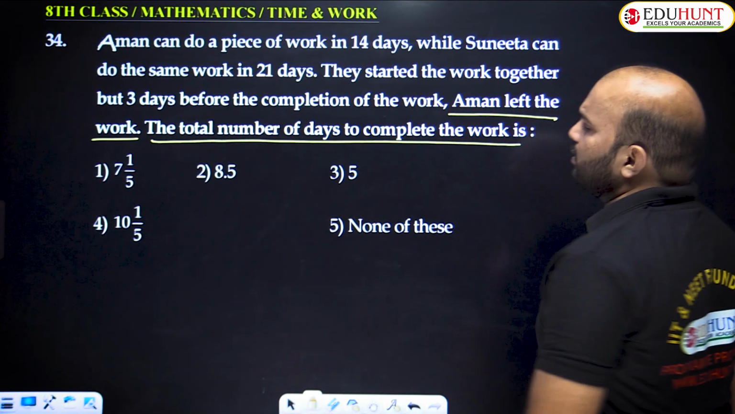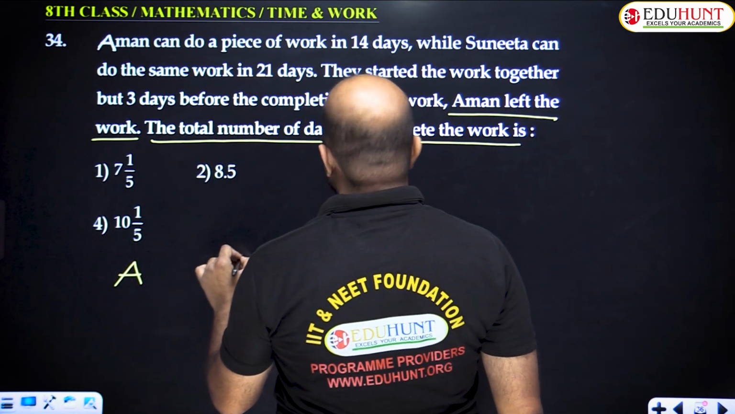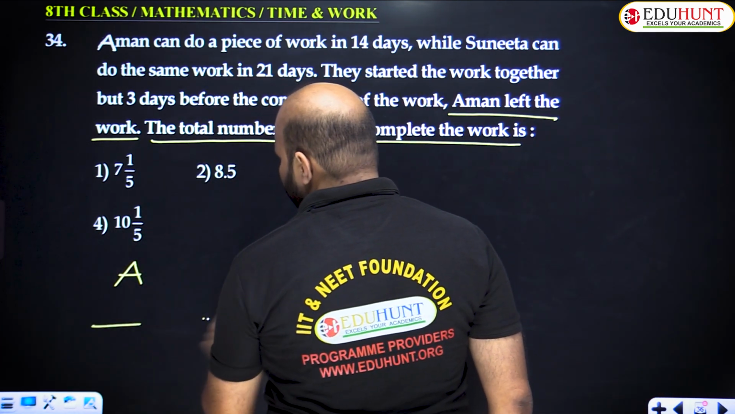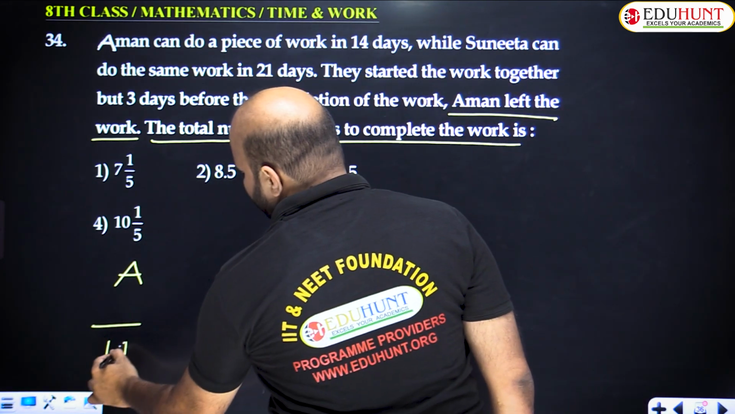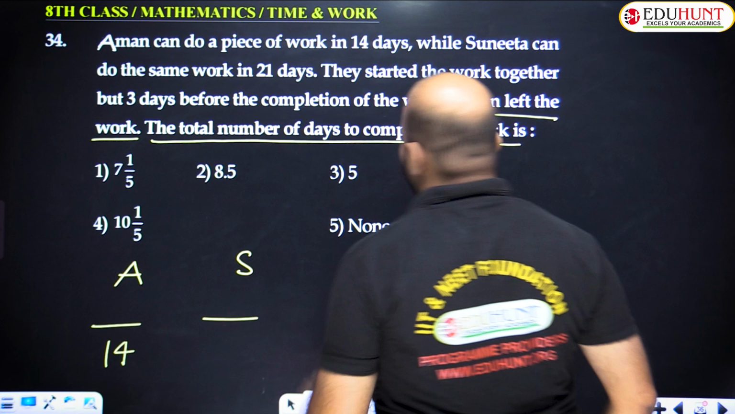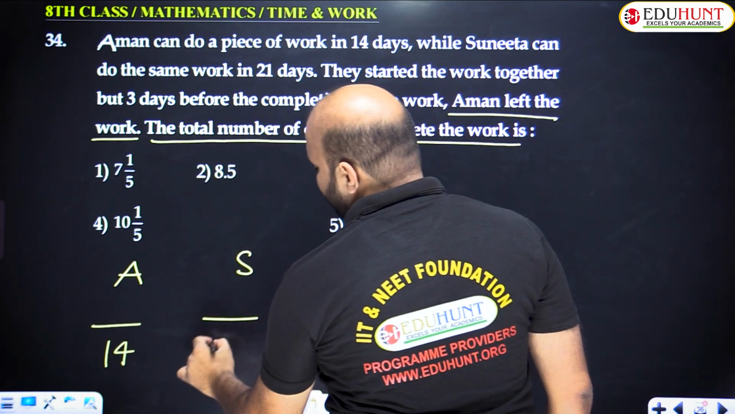So total work completed in how many days? Am I clear? First one here, two members are given, Aman and Sunita. First you have to fill the denominators. Aman alone can do a piece of work in 14 days. That is Aman's denominator. Maximum work is always taken in the denominator, that is, the days, especially the time. Sunita can do the same work in 21 days.